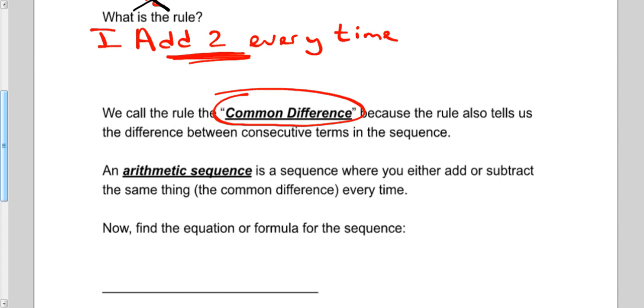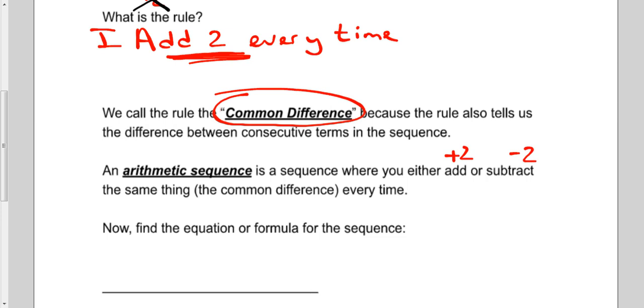And we have a special name for this type of sequence, and we call it an arithmetic sequence. An arithmetic sequence is a sequence where you either add or subtract the same thing every time. If you add the same thing, it's going to be a plus. Like in this case, it was a plus 2. If it went down every time by 2, then my common difference would be a minus 2.